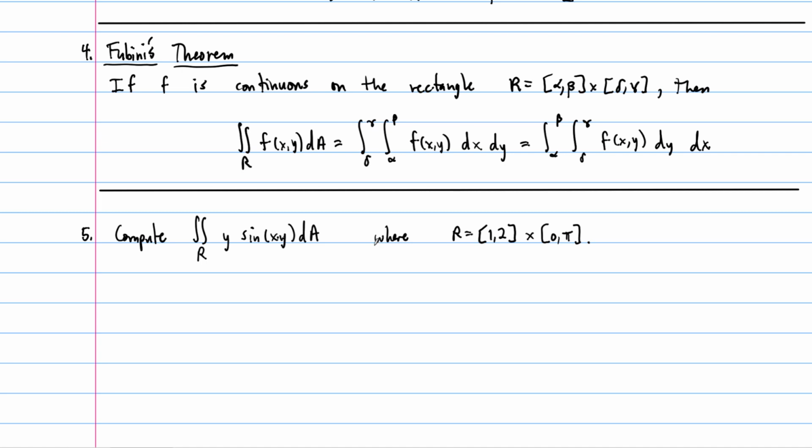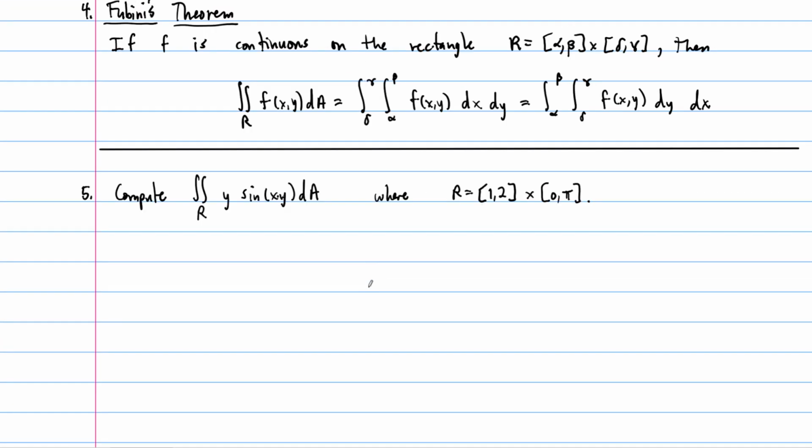All right, let's see how you did. Fubini's theorem says you can go in either direction, so some directions are easier than others. Let's start by writing this out in the y direction. The first thing we would want to do is the integral from 0 to pi in the y direction, y times sine of xy dy dx, the way I've written it.